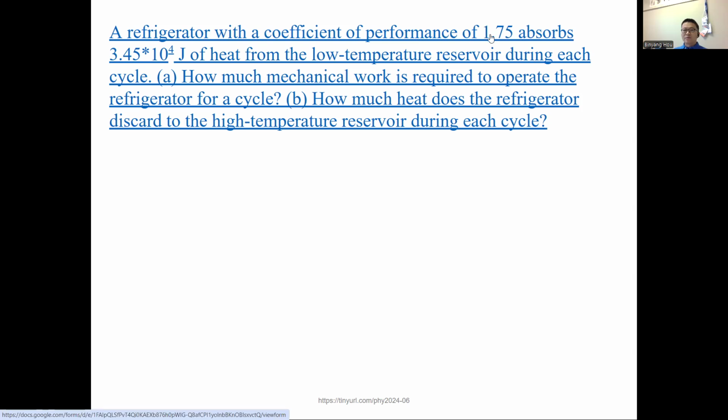So then from the coefficient of performance definition, COP equals W over QC. We can find W in A, and then once we have W in A, we can find QH in B, which will be QC plus W. Okay, so again, quickly, let's take a look at this.